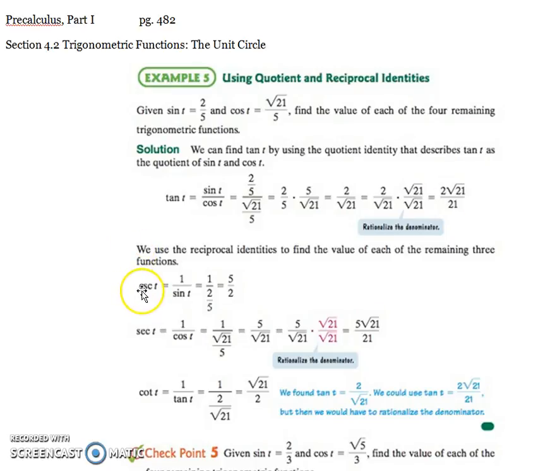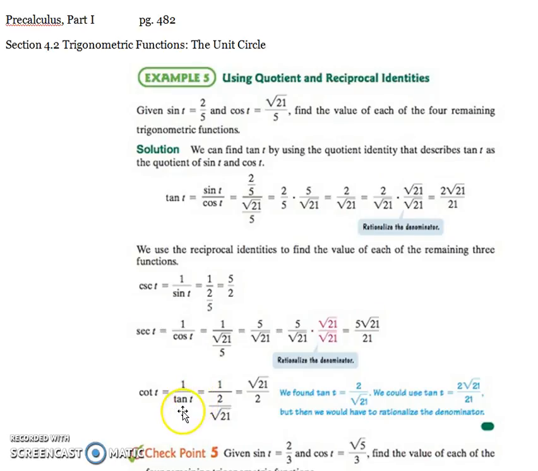Okay, cosecant is the reciprocal of the sine, so 1 over 2/5. Again, multiply by the reciprocal, 5/2. Anything times 1 stays the same. Secant is the reciprocal of the cosine, so 1 over square root of 21 over 5, multiply by the reciprocal, rationalize that, we have to multiply by square root of 21 to get it out of the denominator, and then 5 square root of 21 over 21.